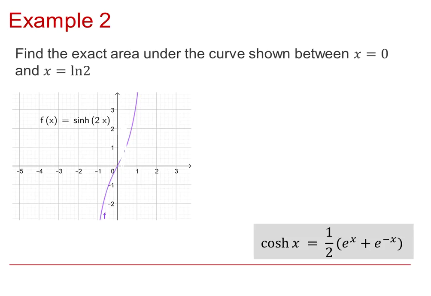In this question, we'll see that we're asked to find the exact area under the curve shown between x is 0 and x is ln 2. This would look something like this, where this point here is the x equals ln 2 value. So we're integrating between 0 and ln 2 the function sinh of 2x with respect to x.